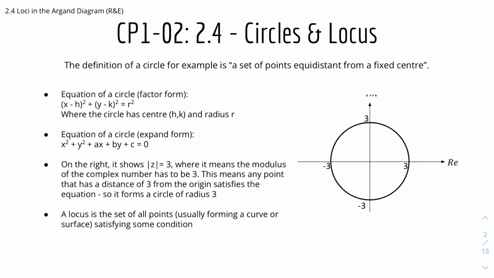And the equation of a circle in expanded form is x squared plus y squared plus ax plus by plus c equals 0. We can get from the expanded form to the factored form by completing the square.